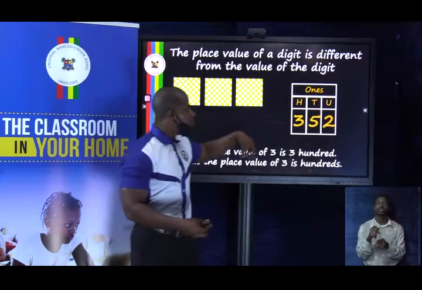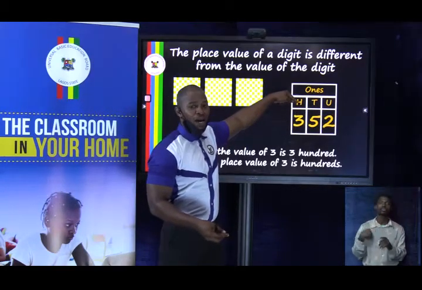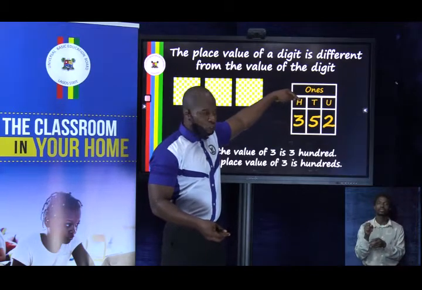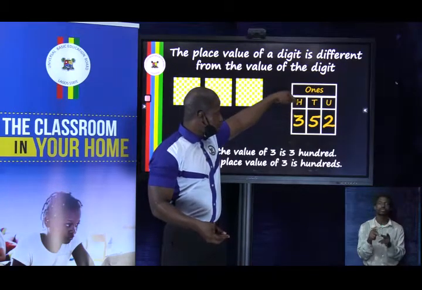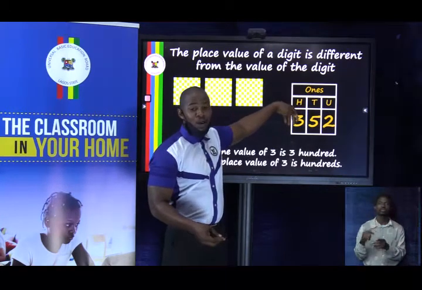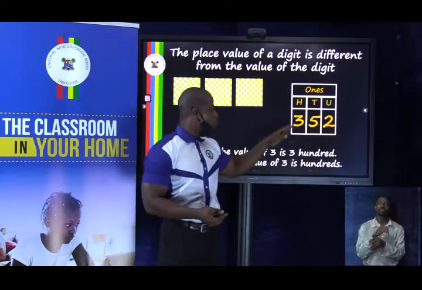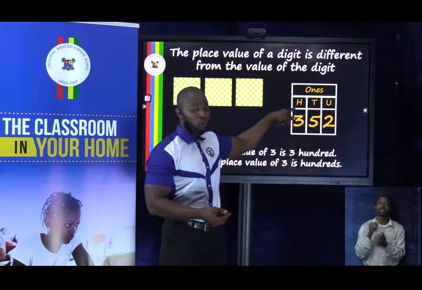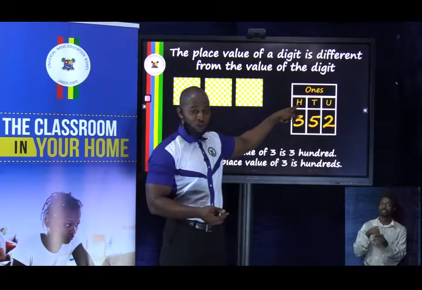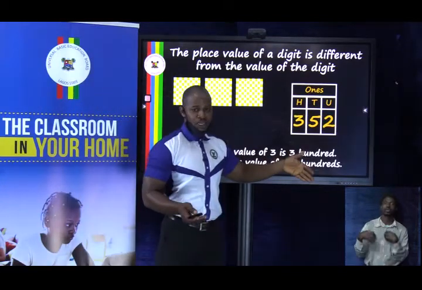But the place value is 100 because when we get to this point, we are counting in hundreds. So this position is the hundreds place, the place where you count hundreds, and that's the place value. So when they ask you for the place value of a digit, it means when you get to this place, what are you counting? We are counting in hundreds. So the value of 3 is 300. We've done that in the last lesson.